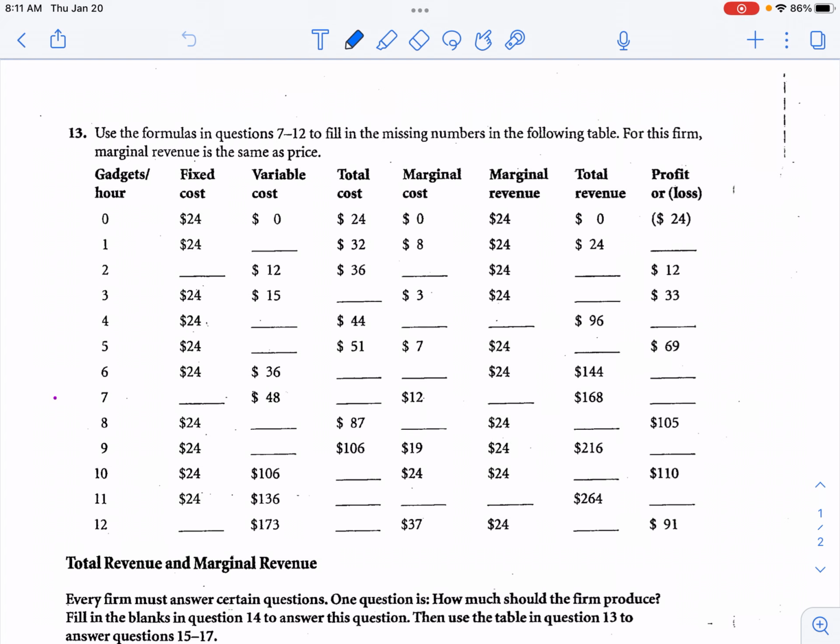So what you're looking at in front of you is a chart that has some various costs calculated for a company that creates gadgets. And we're going to use the formulas that were shared with you in your last set of notes to help you fill in the blanks here.